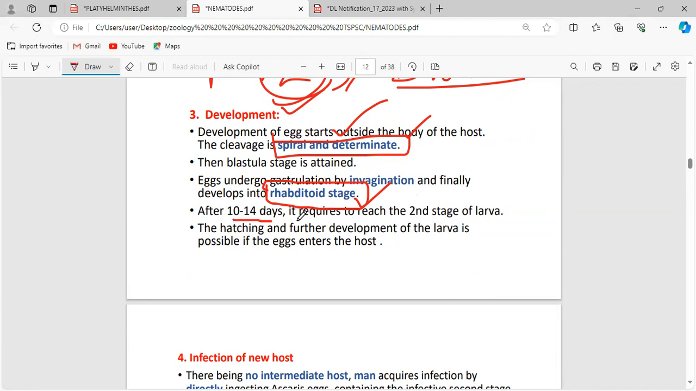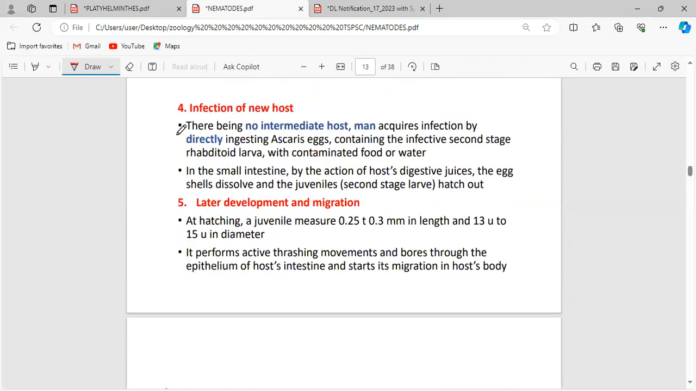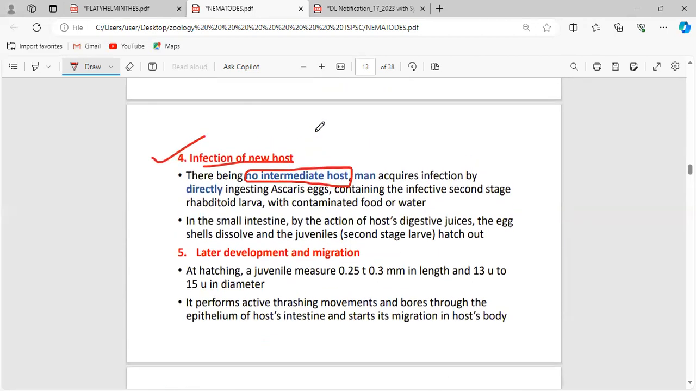After 10 to 14 days, it reaches the second stage of larva. The hatching and further development of the larva is possible only if the egg enters the host. See, the rhabditoid stage is the larval stage after the egg has hatched out. And from the rhabditoid stage, the next stage, the second stage of larva, happens only when it reaches the host, that is human. Clear? Infection to the new host: there is no intermediate host. Is there? From the soil, humans will be getting infected.